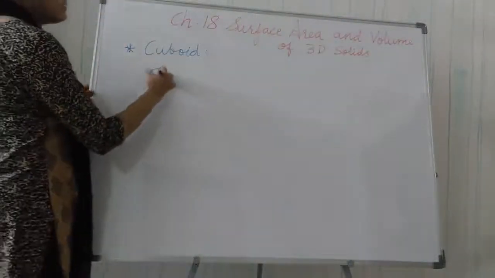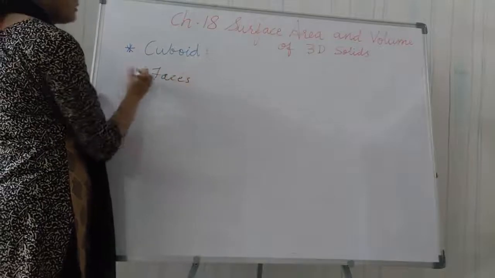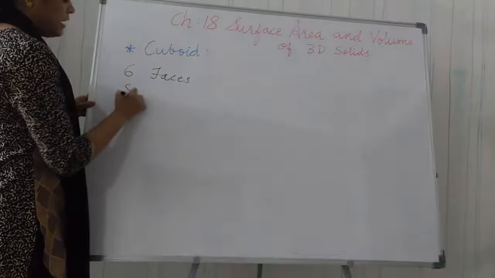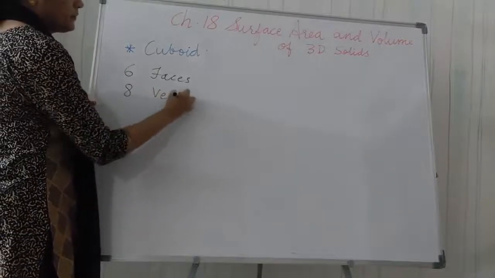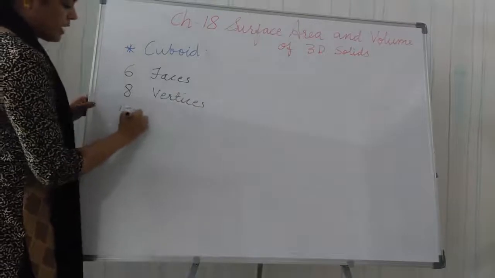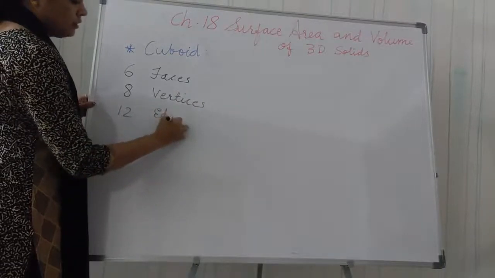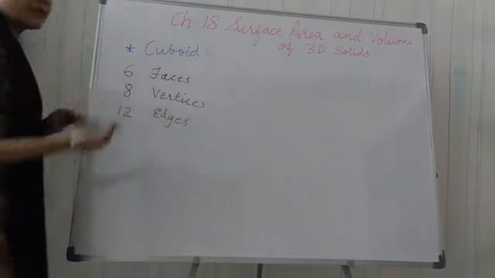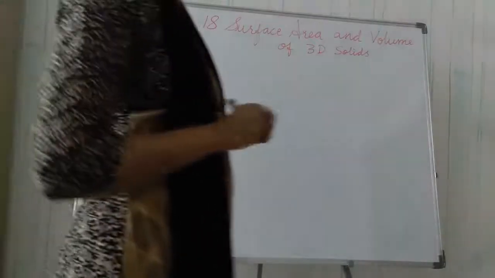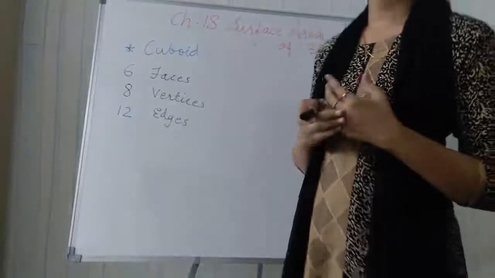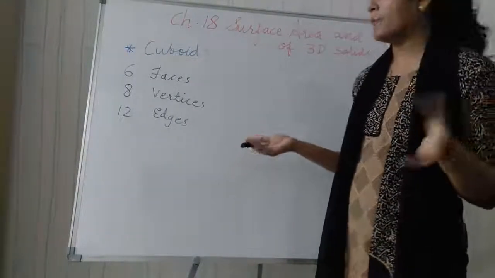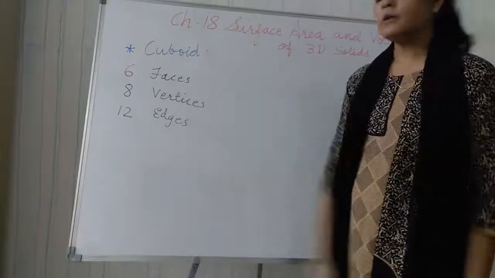That is, it has 6 faces. Then it has 8 vertices. And the third one is, it has 12 edges. Students, nowadays you can see many boxes, the compass box, the mobile box, anything you see, the different games you play, their boxes are also in cuboid shape.